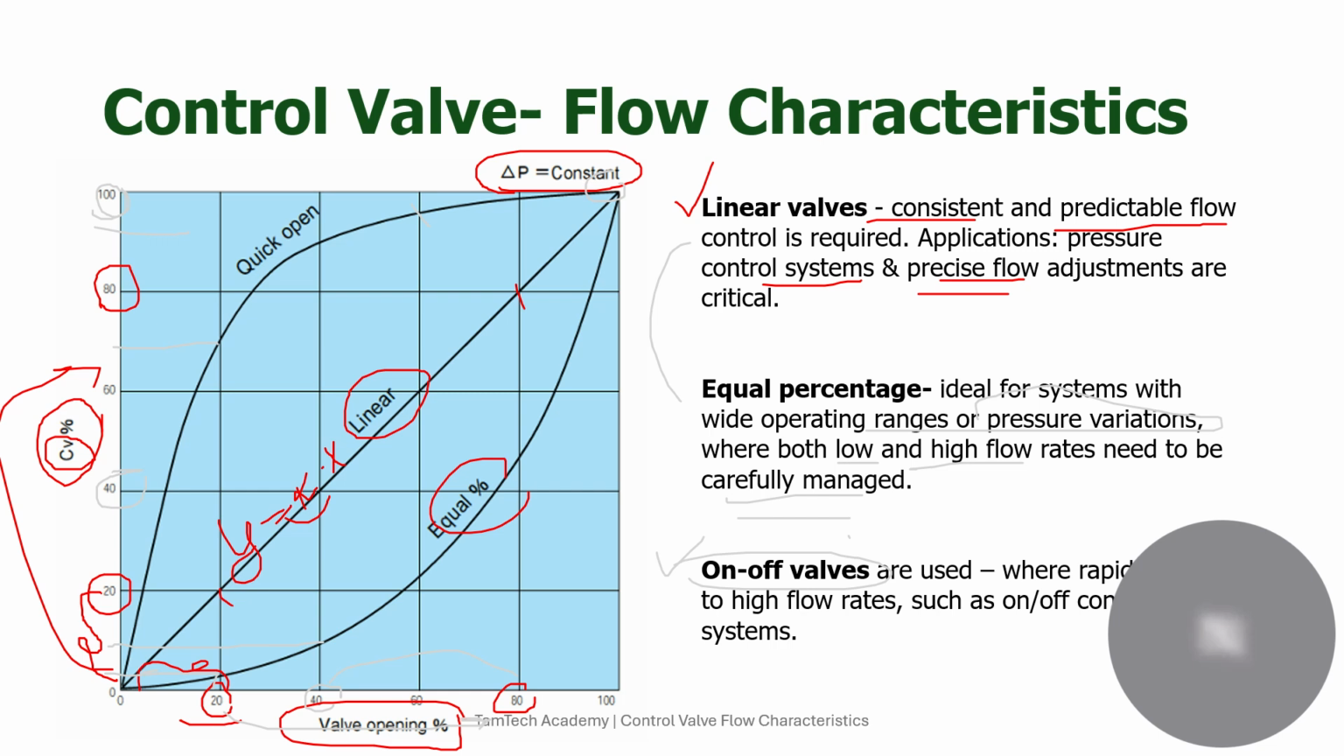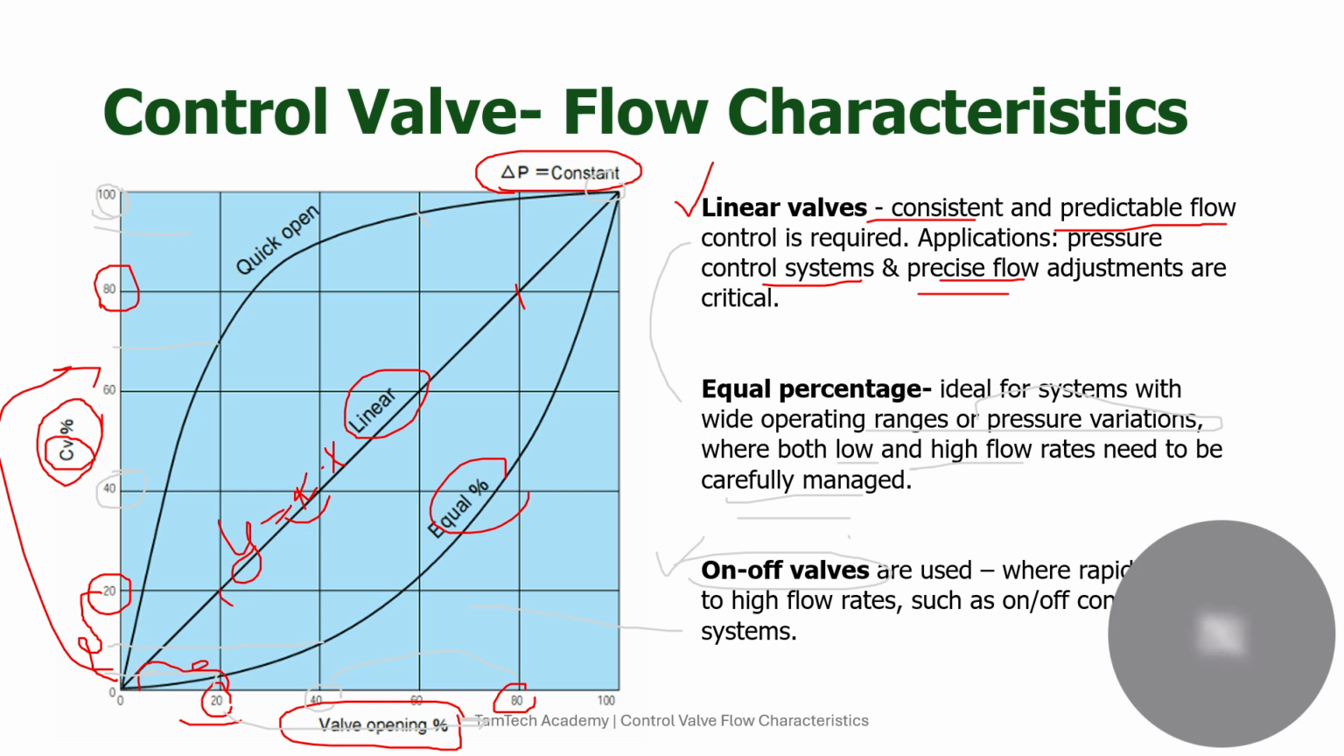And when we come to the application, they are mainly used for rapid access to high flow rates, such as in on-off control systems, and they are not well suited for precise control in intermediate positions. So we mainly gave the information about the quick opening, linear and equal percentage.